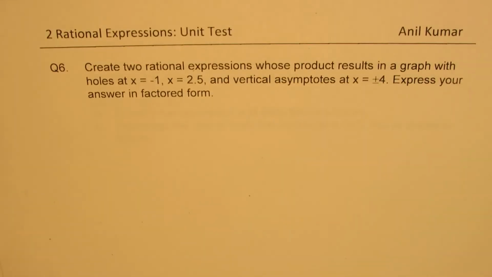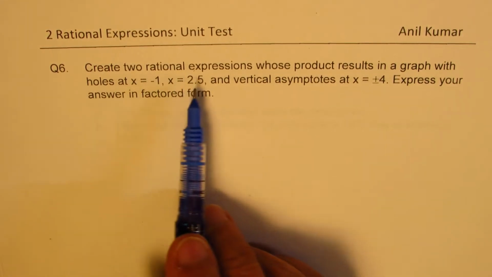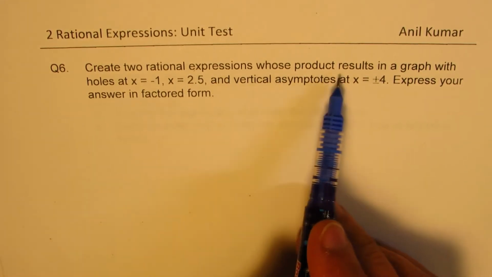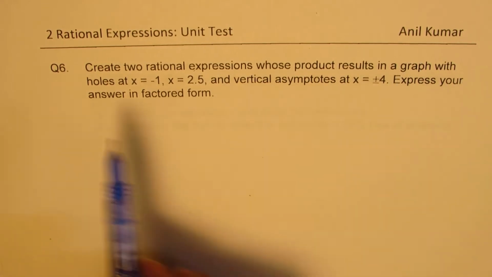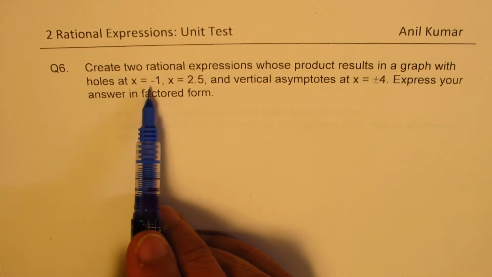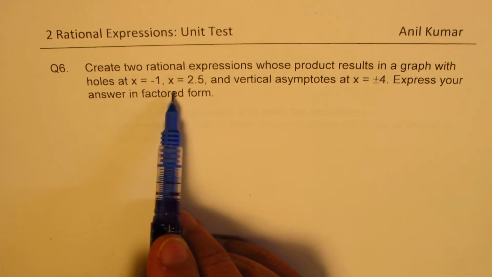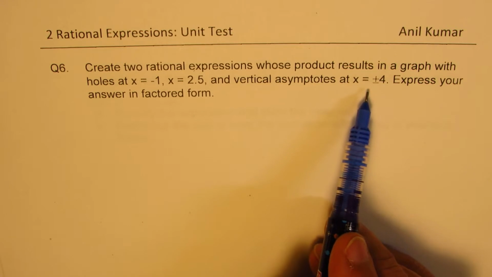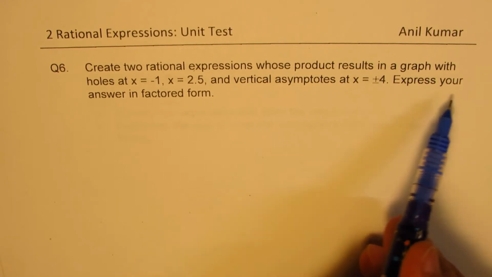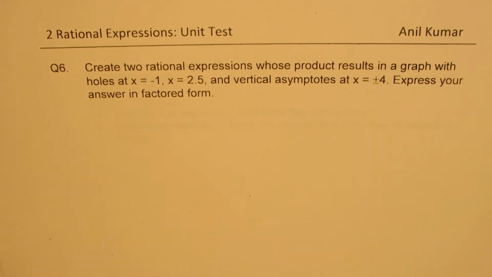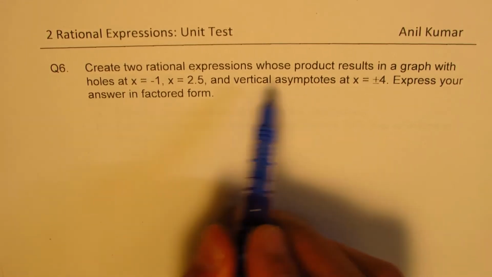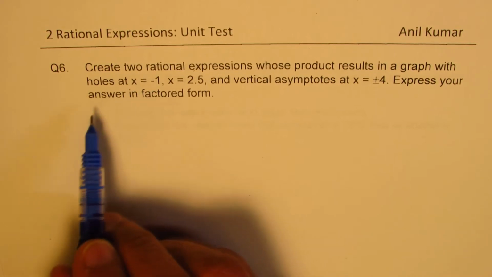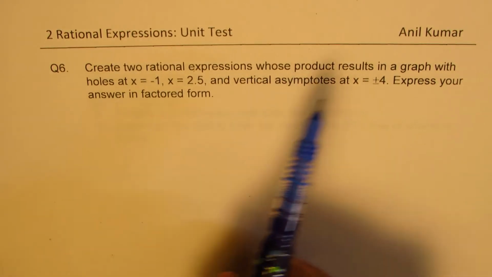Let's move on and now take thinking questions. Create two rational expressions whose product results in a graph with holes at x equals minus 1 and x equals 2.5, and vertical asymptotes at x equals plus or minus 4. Express your answer in factored form. Okay, so we have to create two expressions. Let's create one, and we'll split into two.